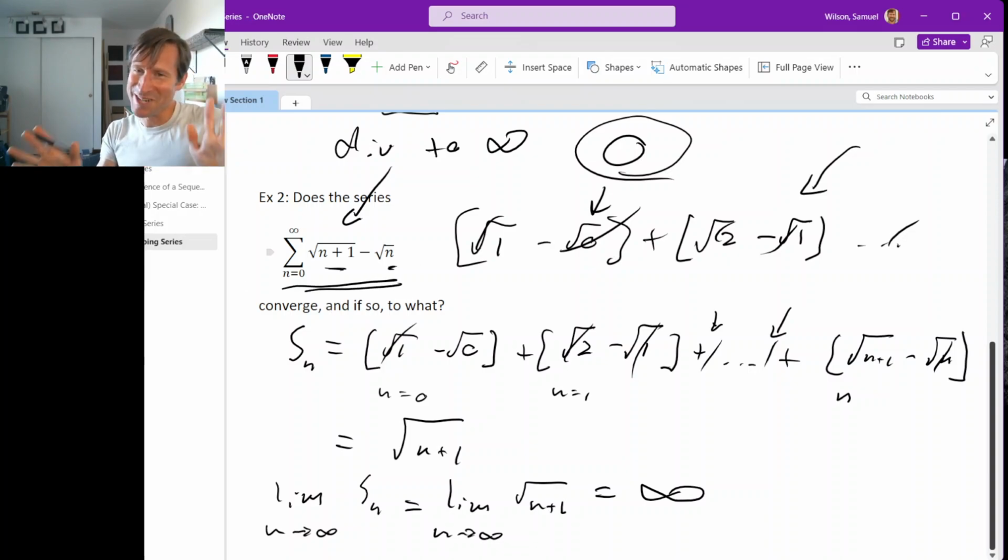So you've got to be careful with series. In particular, with telescoping series, you really do need to work out what the partial sums are, so you know what happens to this last dangling uncanceled bit.